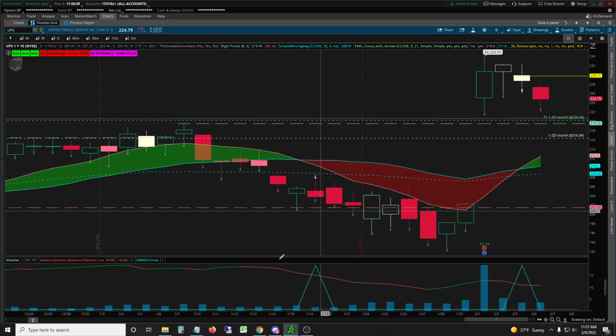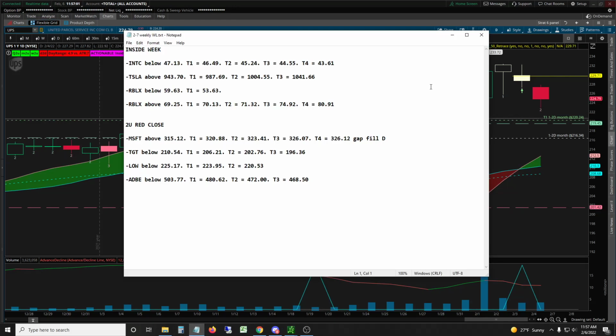I have a couple for inside weeks and a few of them for the two up with the red close. Didn't see much for the two down with the green close. There were a few on there, but nothing that I'm familiar with or that I trade. So I'm not going to put any of those on the list. Not saying they can't be winners. There's just tickers I've never heard of, and I know I've never traded, so just going to stay away from those.